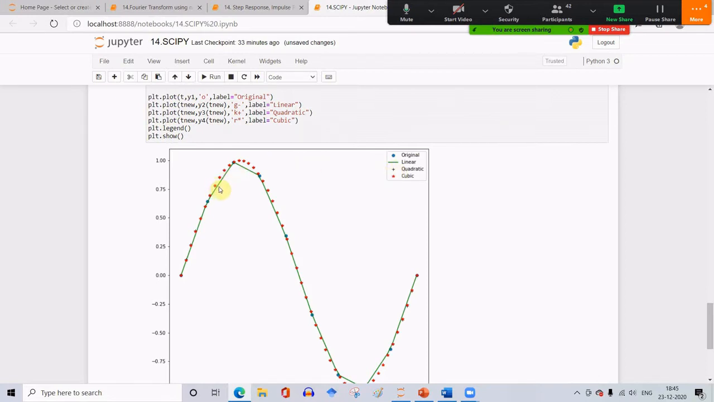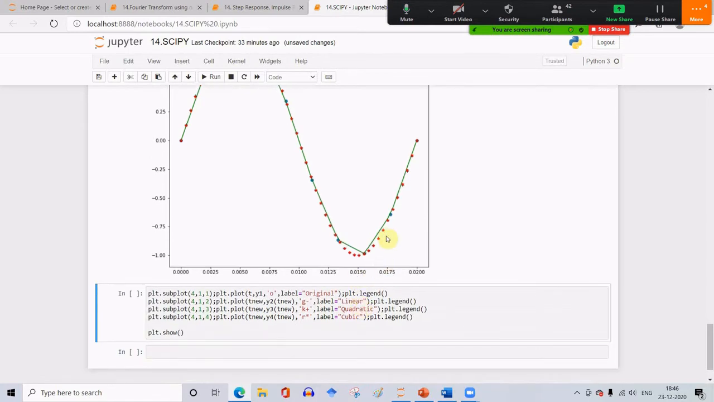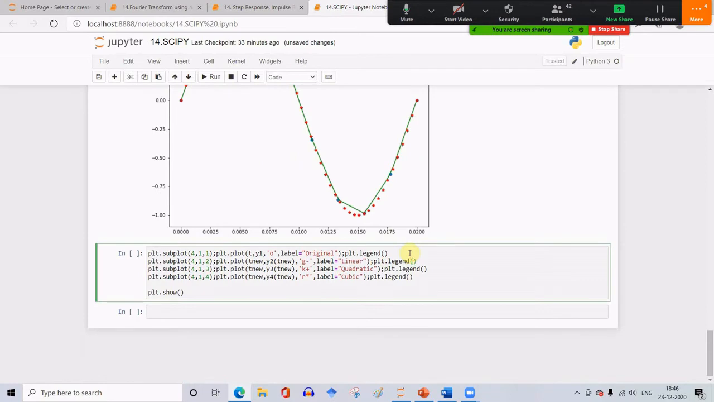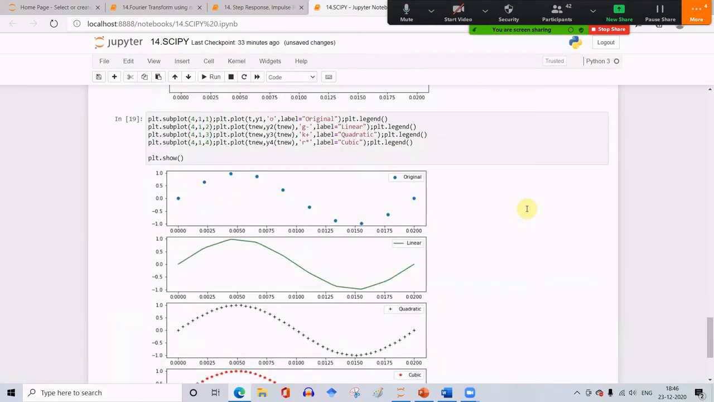So you see here on black we have this cubic. Both are almost the same, but you get a somewhat more exact curve compared to linear interpolation. Because I have taken a sinusoidal signal, these quadratic and cubic approximations are giving results as near to sinusoidal as possible. Okay, so same thing I have plotted as subplots here, so that you will know all the four plots.